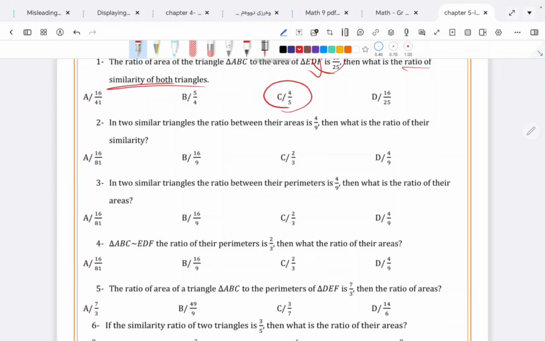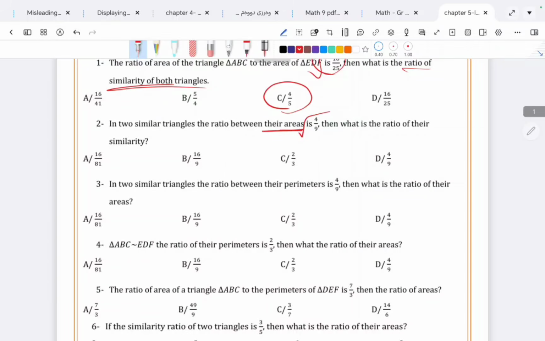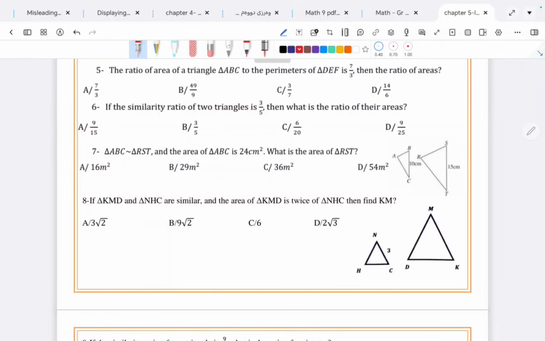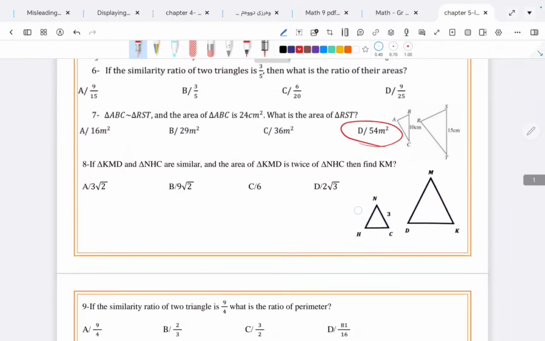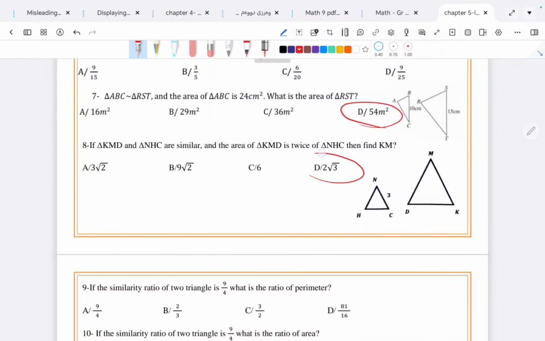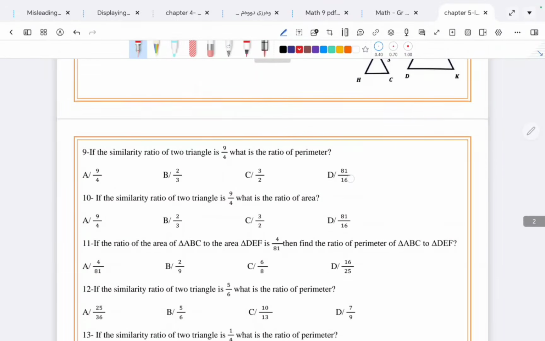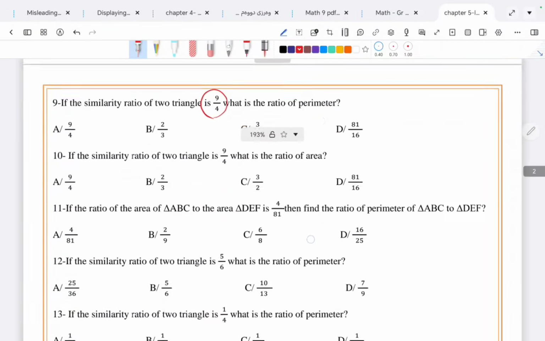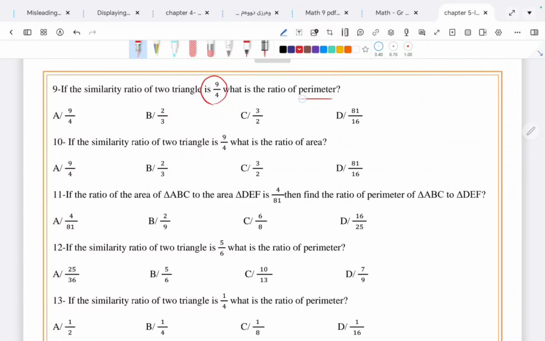The other one: if two triangles are similar, the ratio of their areas is 4 out of 9. What's the ratio of similarity? Again, take a square root, which equals 2 out of 3. Okay, let's see this one. It's in the spiral review. Right now we did it. It is 54. Even this one, we explained it in this video. It's the square root of 3. If the similarity ratio of two triangles is 9 out of 4, what is the ratio of perimeter? Pay attention: similarity ratio to perimeter stays the same.